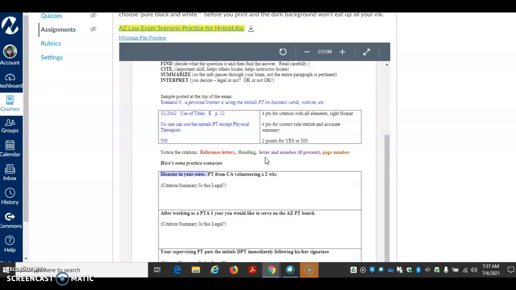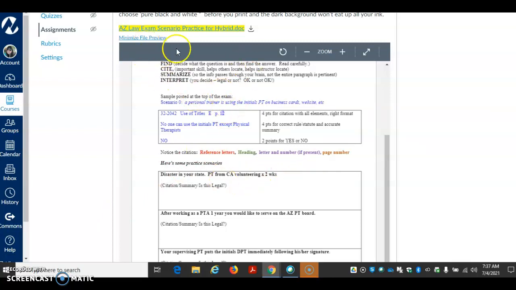What you're going to do is label where you found this, and then tell me whether it's legal or not legal with a summary of why. So you are going to list the title that it was under, the number of the title, the letter, and the page number, and then whether it was legal or not legal and why.